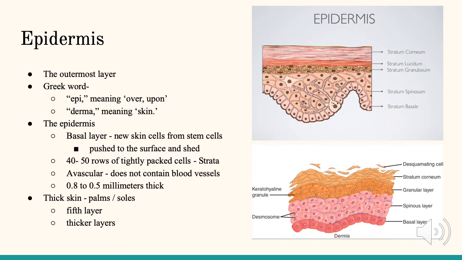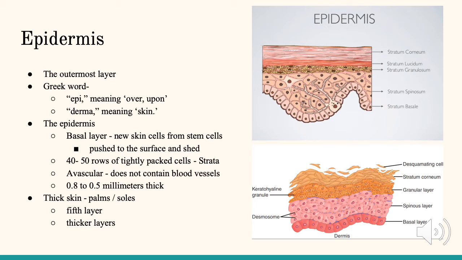The outermost layer is the epidermis and derives its name from the Greek words epi, meaning over or upon, and derma, meaning skin. The epidermis is continuously making new skin cells from stem cells that are located at the basal layer, which is the bottommost layer. These cells are pushed to the surface and eventually shed. The epidermis has an average of 40 to 50 rows of cells that are tightly packed on top of one another. The epidermis is avascular, meaning it does not contain blood vessels. This is why superficial scratches do not bleed. The epidermis is around 0.5 to 0.8 millimeters thick.